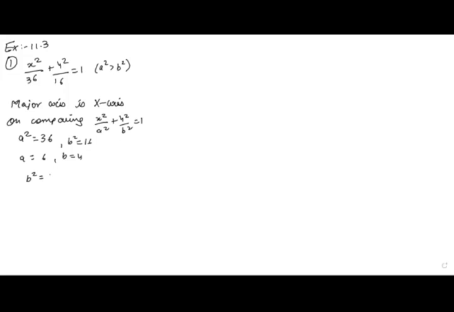Here b square is equal to a square times 1 minus e square, which will be used to find the value of eccentricity. So 16 is equal to 36 times 1 minus e square. So 16 by 36 is equal to 1 minus e square. e square is equal to 1 minus 16 by 36. This will give you 20 by 36, that is 5 by 9.